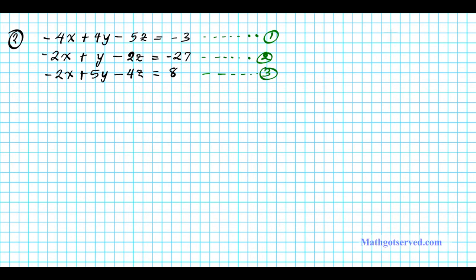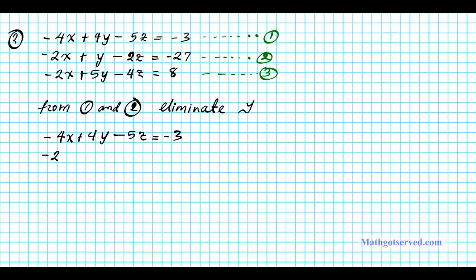Okay? So let's go ahead and set this up from 1 and 2. We're going to eliminate y. Okay, so let's go ahead and set up equation 1 and 2. Equation 1 is negative 4x plus 4y minus 5z equals negative 3. Equation 2 is negative 2x plus y minus 2z equals negative 27. Okay, so to eliminate y, we want to create opposites.